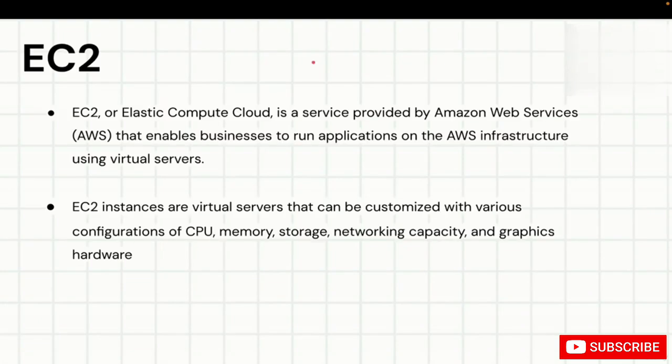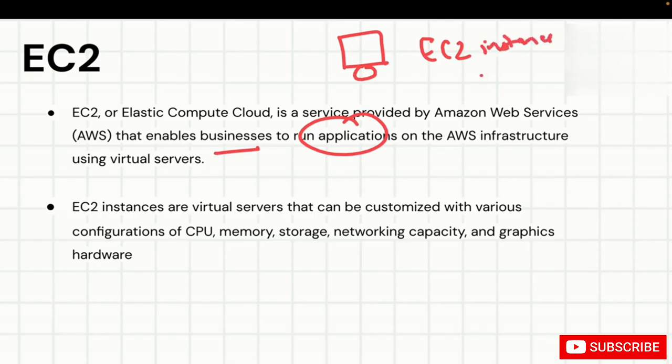EC2 is Elastic Compute Cloud, a service provided by AWS that enables businesses to run applications on the AWS infrastructure. So what does AWS provide? They provide you the facility to start a server over the cloud. That server is named an EC2 instance. In general terms, you can say EC2 instance, server, machine, and even EC2 is enough.